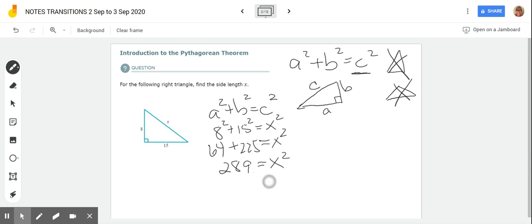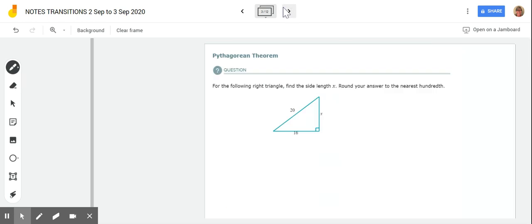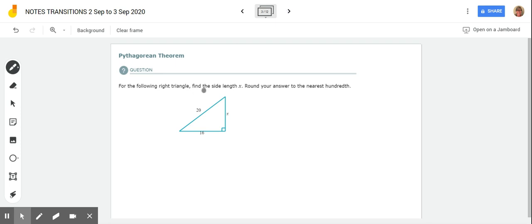And then you would try to take the square root to get x by itself. You would take the square root of both sides. I want to say that's 17. 289. Oh, crap. Let's try this again. Square root of 289. 17? Indeed it is. X is equal to 17. And that's the answer.